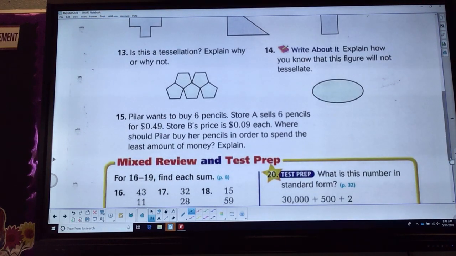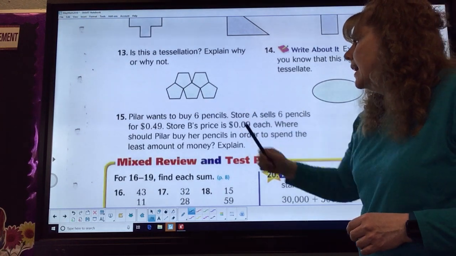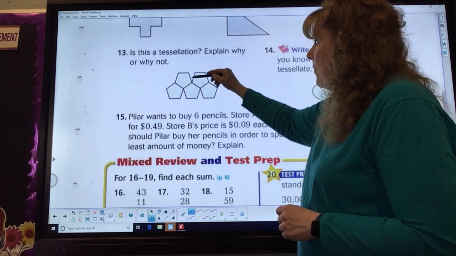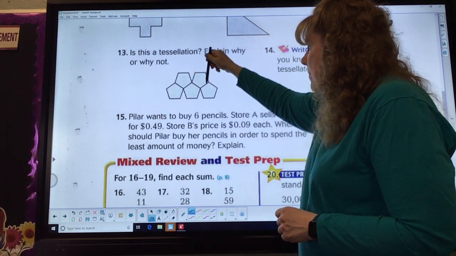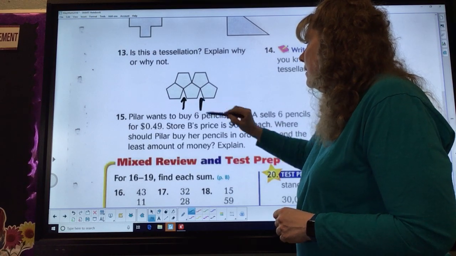Number 13 says, is this a tessellation? Explain why or why not. This goes right back to the green pentagons that we looked at just a few minutes ago. And as you can see, they've rotated them, they fit them in upside down. But what do you notice right here and right here?